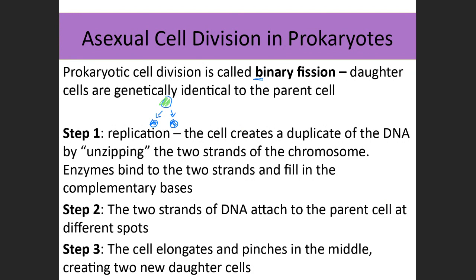The way that this fission occurs is first the DNA is replicated. You need 2 copies of your DNA so that each new cell gets one. So they basically unzip. Let me draw a little picture for you of that.